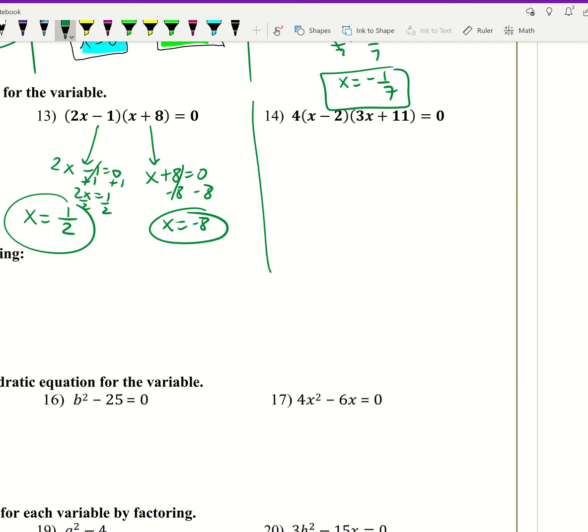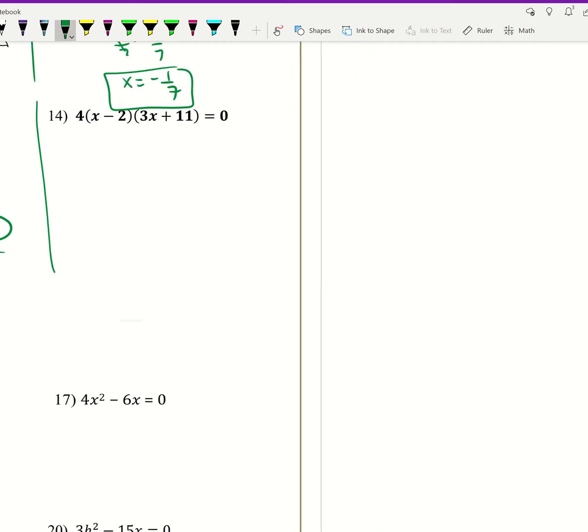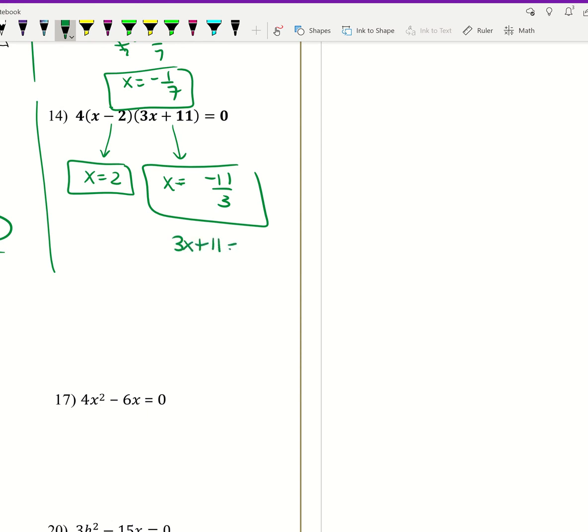Number 14 also only has 2 answers. This 4 out front will not give you an answer because it doesn't have an x. Each of these factors will give you an answer. Here it would be the opposite sign because +2 minus 2 would give you a 0. For this one, we would change the sign of the 11 and divide by the coefficient. If that was really tough for you, you could set that expression equal to 0 and use algebra in order to get x alone, and you're going to get the same answer.